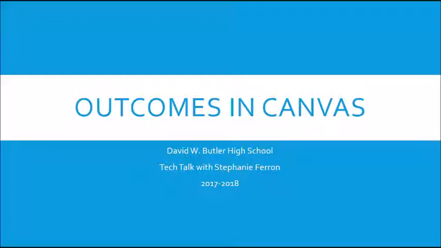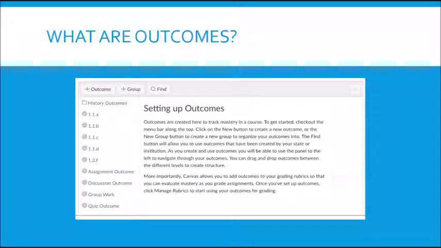This video is an introduction to using outcomes in Canvas. So let's start with what outcomes are. Outcomes in Canvas are a way to track mastery in a course, so our data-driven instruction. Normally, we do this with the North Carolina Standard Course of Study and their standards. However, in Canvas, we can add any type of outcome we like.